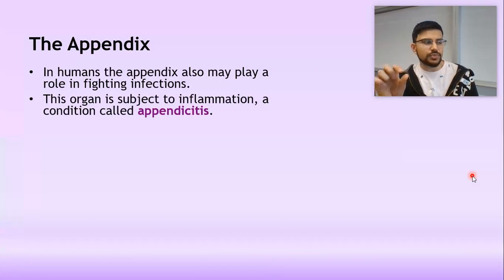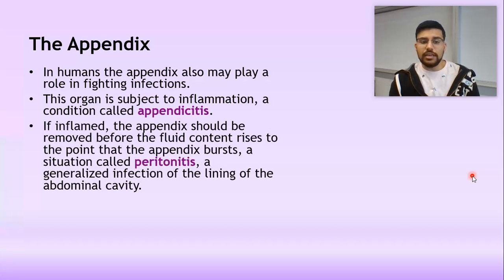The problem is the appendix is really small, and because it's on that blind end, it's possible for food products, or at this point bits of chyme, to get stuck in the appendix. And when it gets there, it blocks it. When it blocks it, it gets inflamed and swollen. We call that appendicitis. If inflamed, the appendix will have to be removed before that content rises to a very high level. Once that happens, the appendix will burst, and that's a really bad situation.